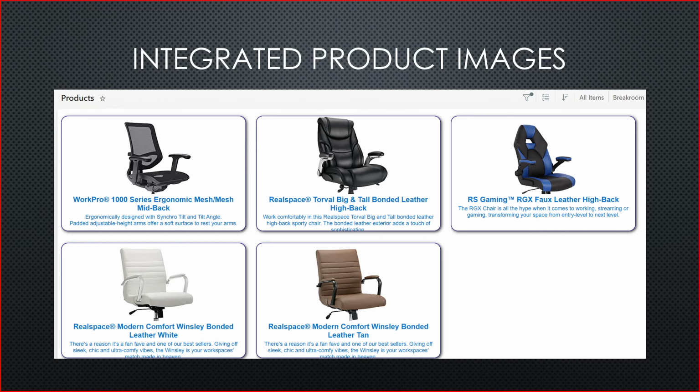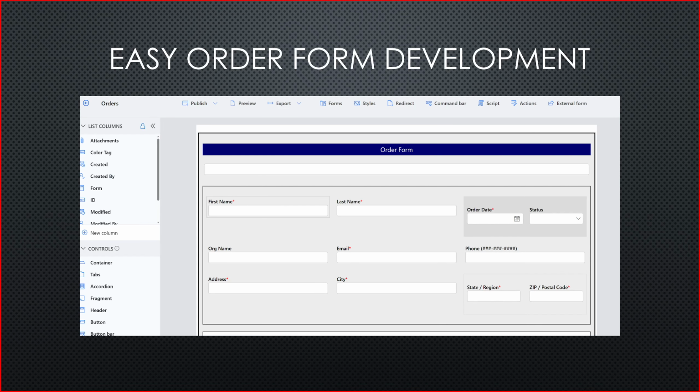We need to be able to integrate images related to our products. In any kind of web order system, naturally, you're going to be able to see a picture of what you're ordering. So that's an essential part of the solution. And then the order form itself needs lots of customization.